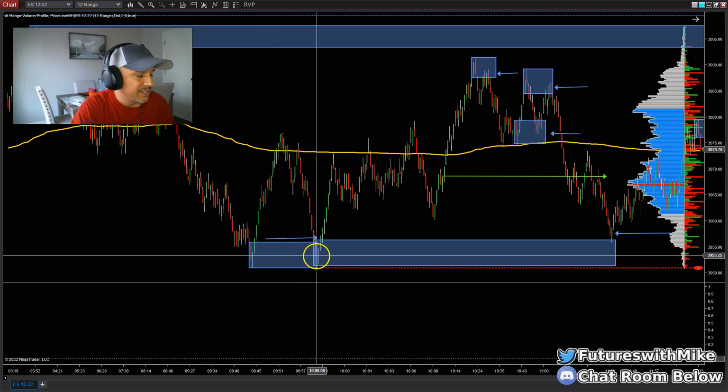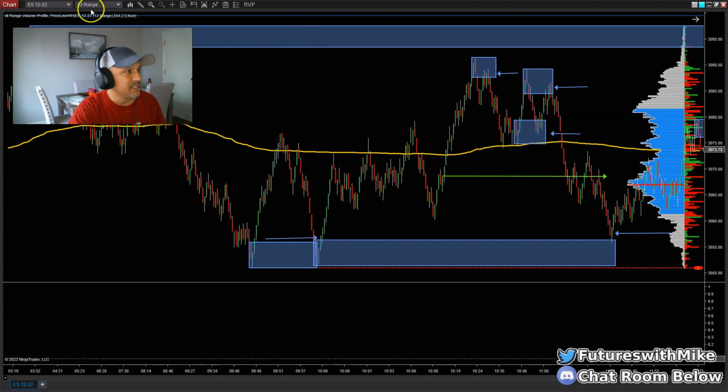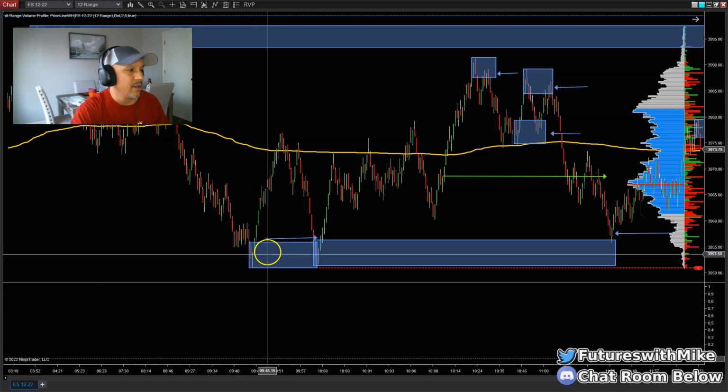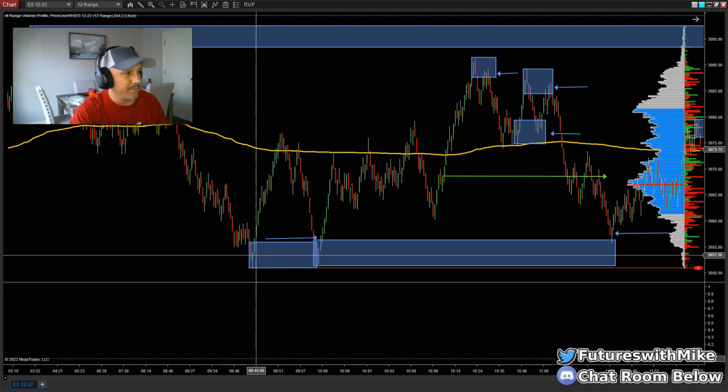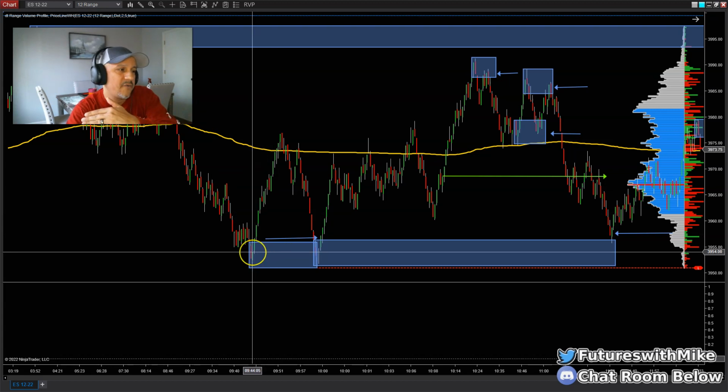When price pulls back to this area right here, this zone here, we're looking to scale down to our lower time frame chart now, okay? This is a 12 range chart. If you are maybe a time-based chart trader, maybe you're using a 5-minute chart, maybe you're using a 15-minute chart. Either way, you've already zoned off your area of demand. Now we're going to scale down to a lower time frame chart.